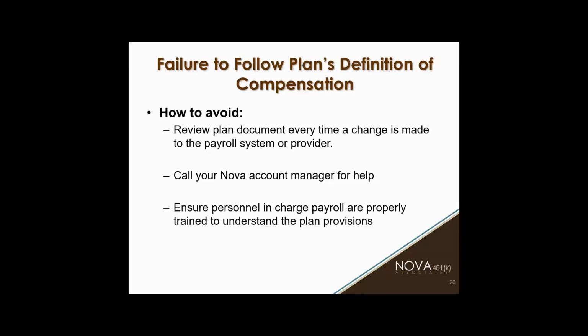Again, to avoid this, you need to know what your plan document says about compensation. What is your plan's definition? And then compare it and run some test calculations in your payroll system to see, if it's gross comp, is it using the top line number, right? Or is it using some net number that excludes bonuses, commissions? And then just call us. We can definitely help. We have a special projects team that does these corrections if one is needed. So just be aware of what your document says and what you're doing in practice.